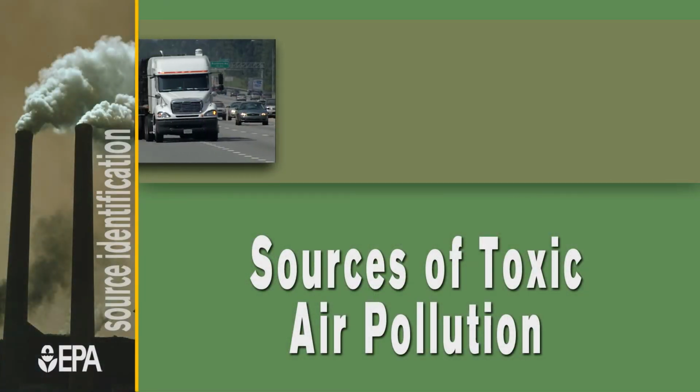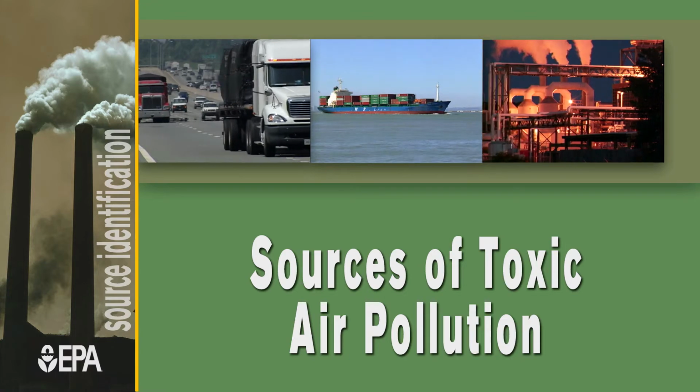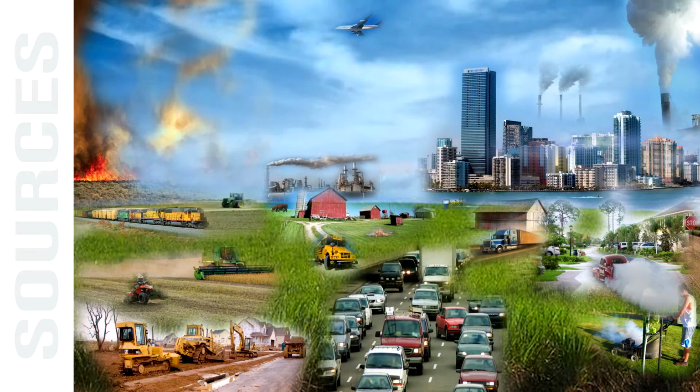This module covers sources of toxic air pollution in the risk assessment course. There are a variety of anthropogenic or man-made sources of outdoor air. These sources include mobile sources. Mobile sources include on-road sources such as trucks, cars, buses, as well as non-road sources which include airplanes, trains, commercial marine vessels, and non-road equipment such as construction equipment or farming equipment.